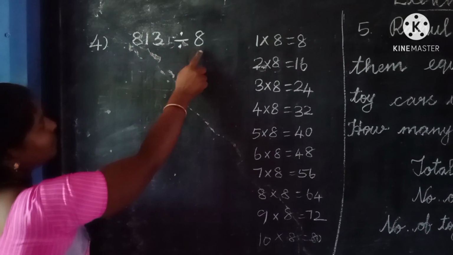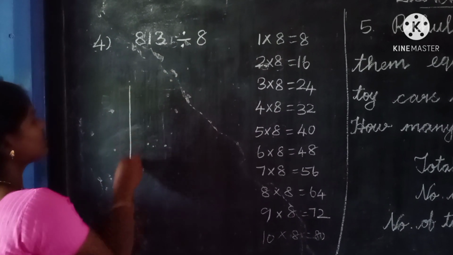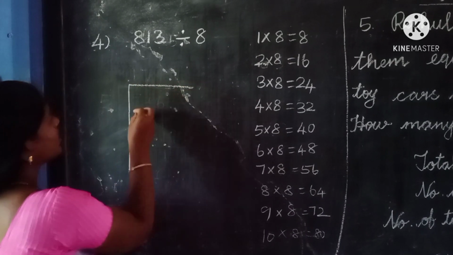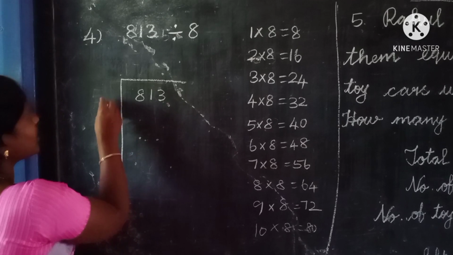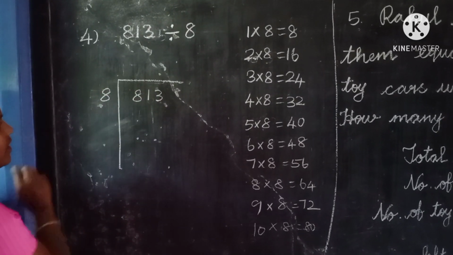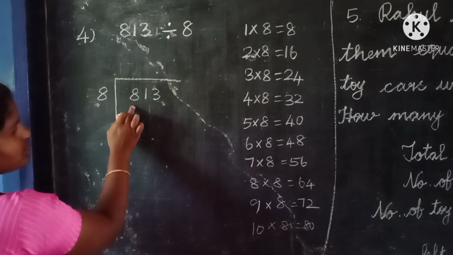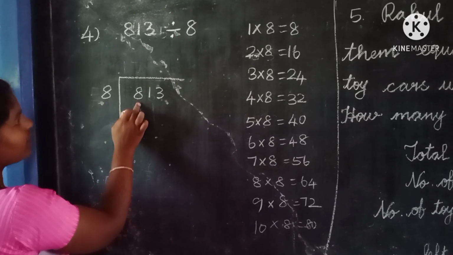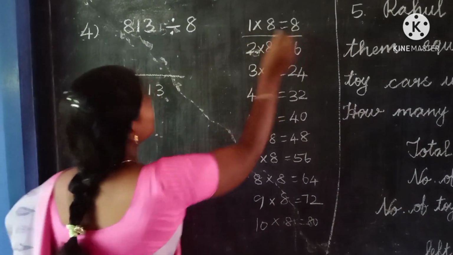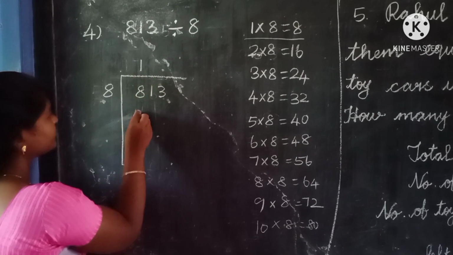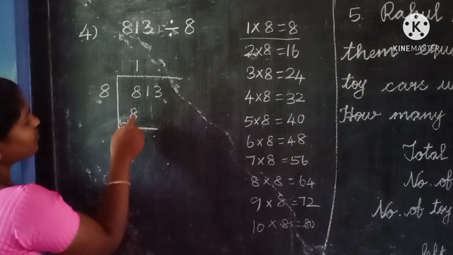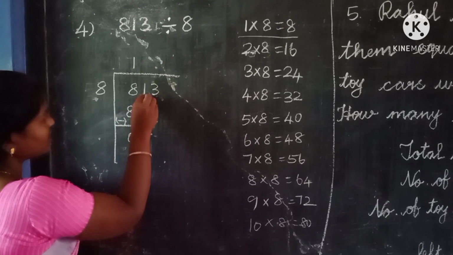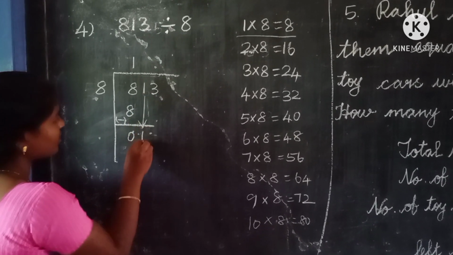813 divided by 8. So first we write like division. 813 write inside, 8 write outside. Here 8, here also 8. How many 8s are 8? 1, 8 1s are 8. Next, subtraction. 8 minus 8, 0. Next we write down 1.